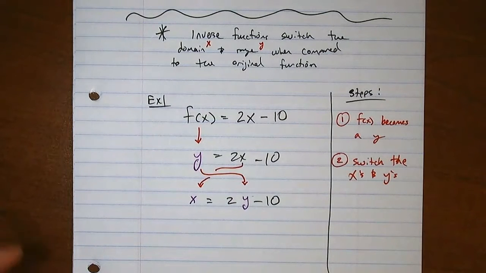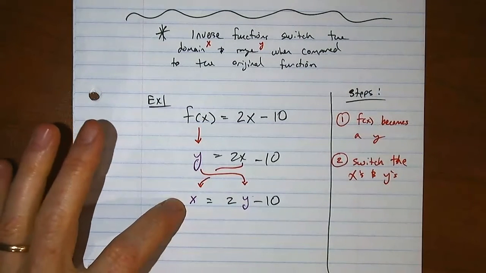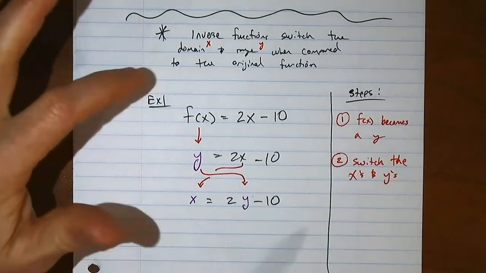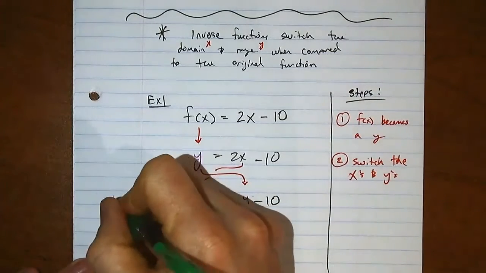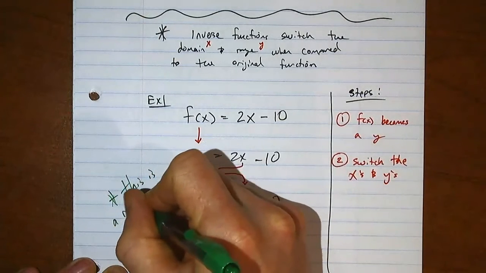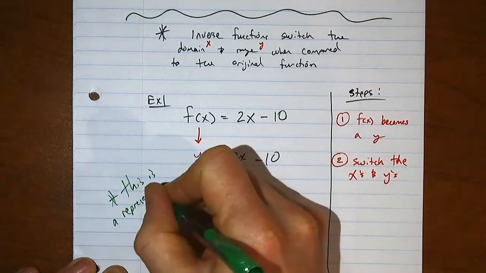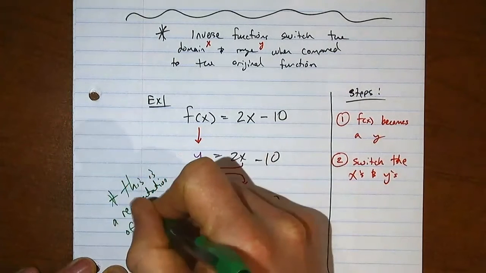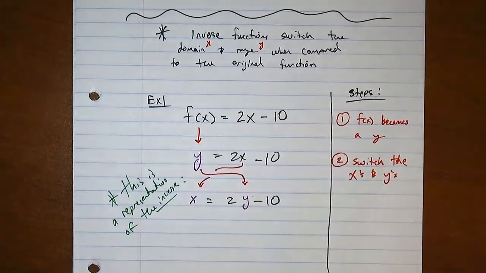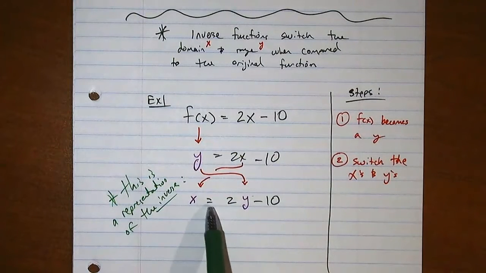Now, quite literally, this equation right here does represent the inverse function. As soon as we switch the x and the y, as soon as we switch the domain and the range, technically this is a representation of the inverse. And so there's a very real sense in which we have accomplished the task. We have an equation, right? There's an equal sign. We have an equation, and that is the equation for the inverse. That is it. As soon as we switch the x and the y, we have the inverse.